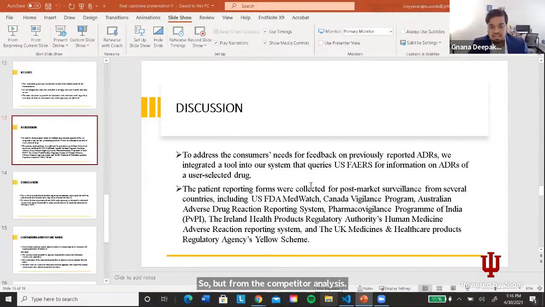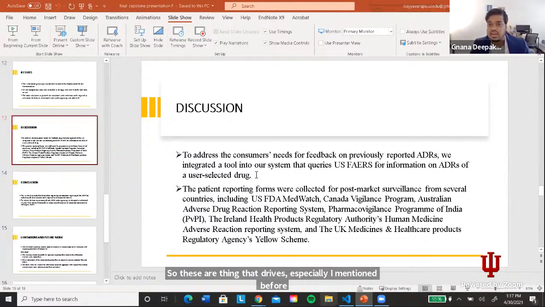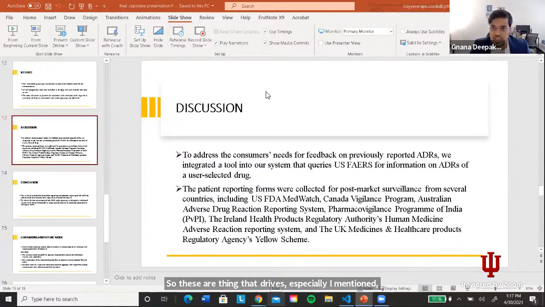Coming to the discussion, in order to address the consumer need for feedback on previous reports, we integrated a tool into our system that queries US FAERS for information on ADRs based on the user's drug. In addition to that, there are some countries which do not recommend direct patient reporting of adverse drug reactions, like Germany and Portugal, which do not provide this functionality for the general public. These are things that require special attention if I think about including more countries; these would be other factors to consider. And the patient-facing forms were collected.